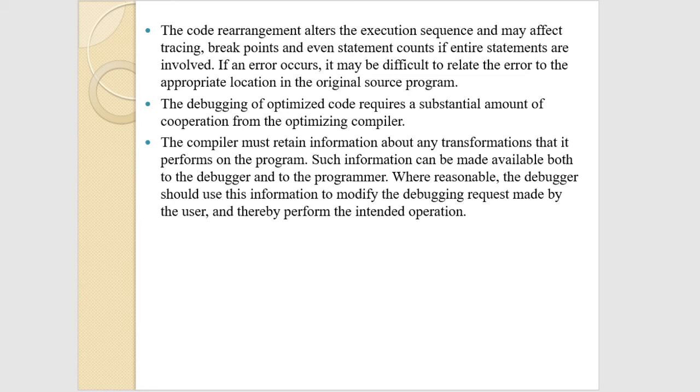The compiler must retain the information about any transformation that it performs on the program. Such information can be made available both to the debugger and also to the programmer. Where reasonable, the debugger should use this information to modify the debugging request made by the user and therefore perform the intended operation.